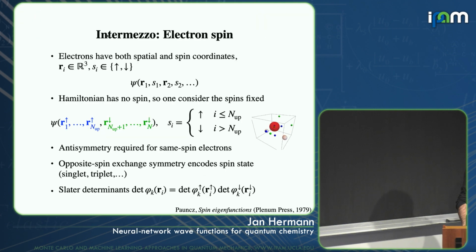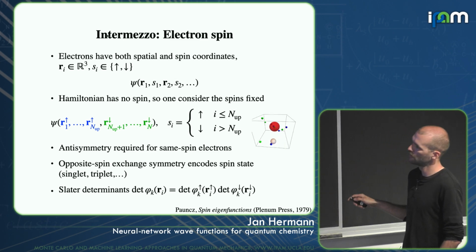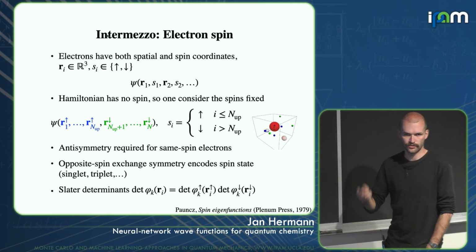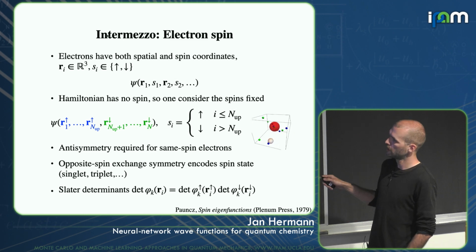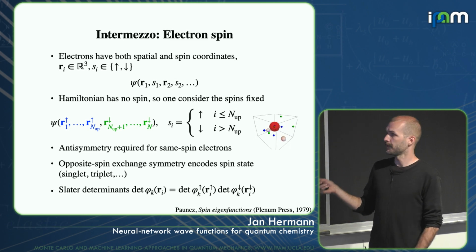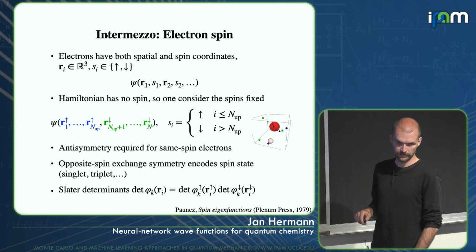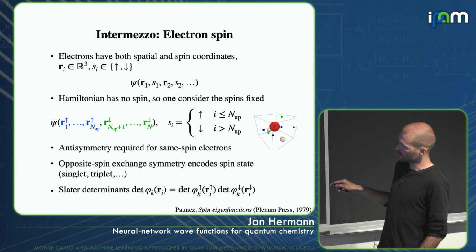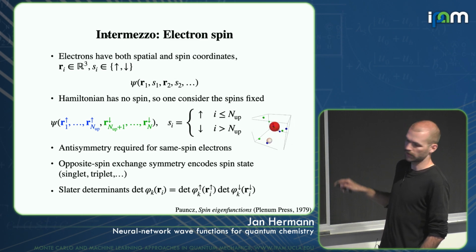Before delving into that, I'll say a few words about spin, just to clarify things. I kind of pretended up to now that electrons are fully specified by saying where they are, but they also have a spin, right? So in principle, you have the spatial coordinate, but also the spin coordinate. And so in principle, the full thing is a wave function which is a function of the spatial and spin coordinates.